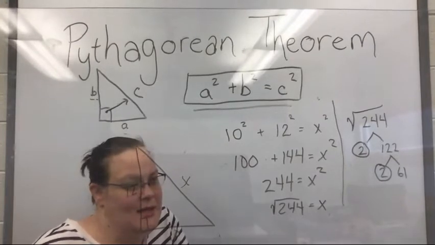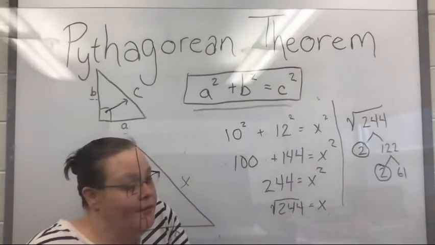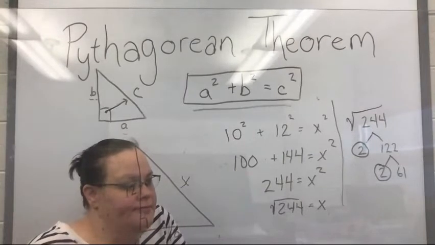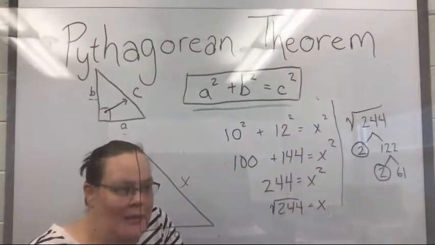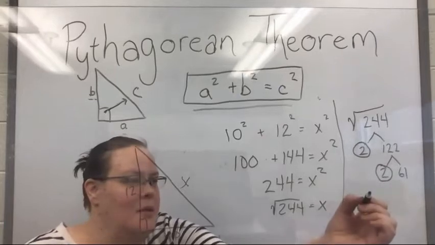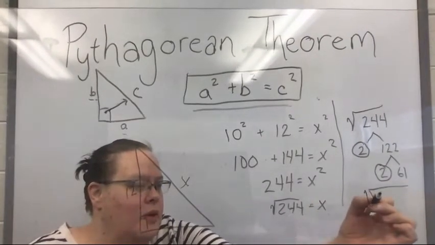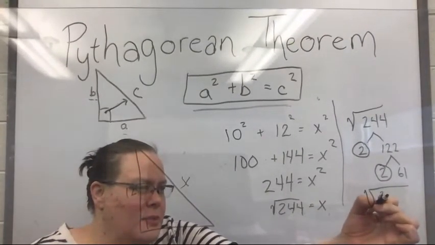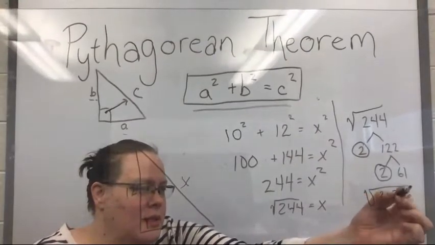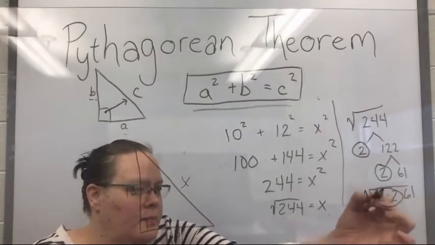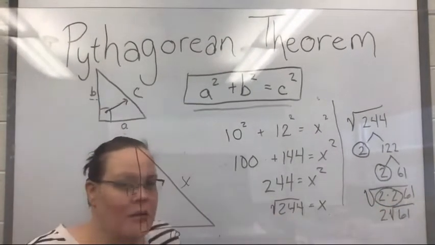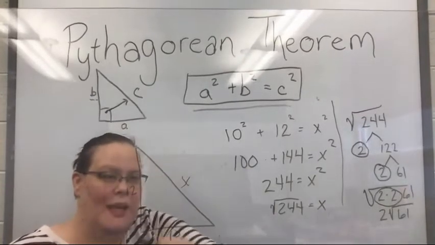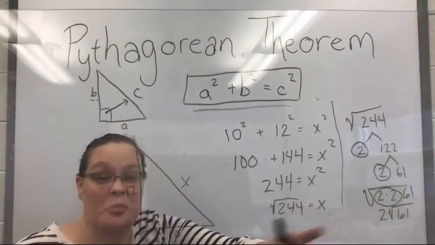You can see that 3 isn't going to go into it. 4 isn't going to go into it, nor 5, or 6, not 7, or 8, or 9. We might be done here, right? So what that means is the square root of 244 is really 2 times 2 times 61. Here's a double. So we're going to get 2 times the square root of 61. Make sure that you're finding that missing side, but then you're simplifying it also.